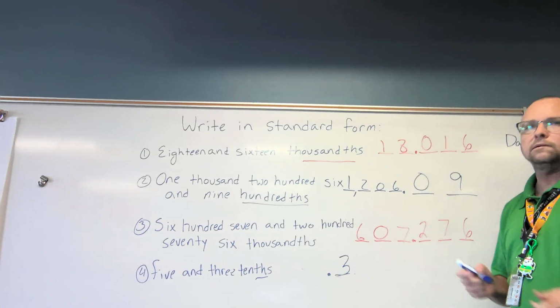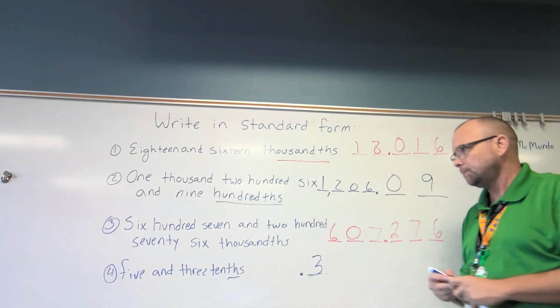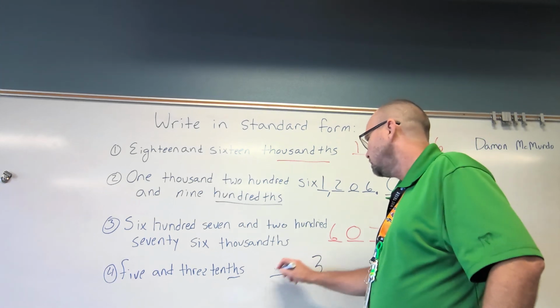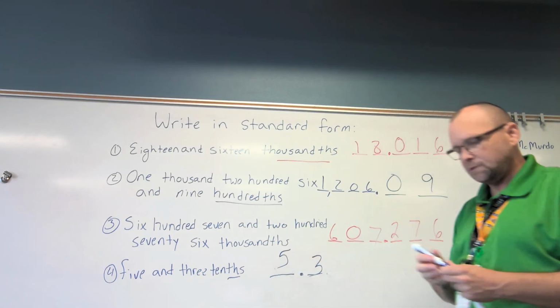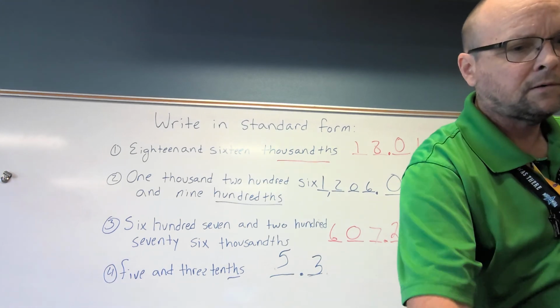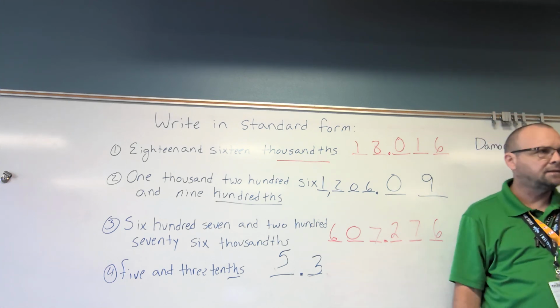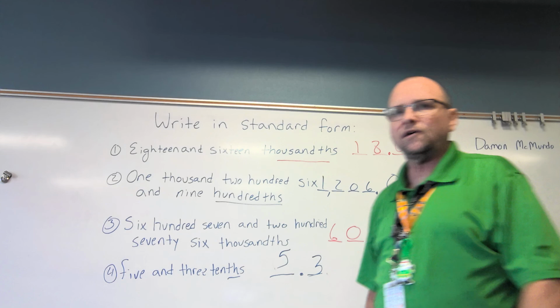Ezzy, how many numbers in front of the decimal point? 5. No, 1. I was thinking 5. I got you. 5 and 3/10. Zach, what's the value of this 3? 3/10. Good. 3/10. That's the value.